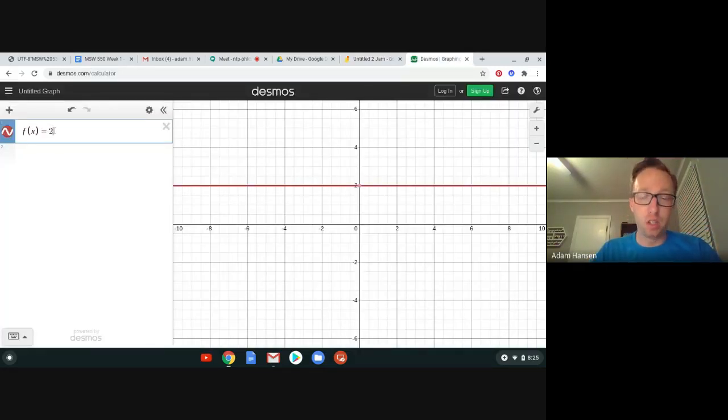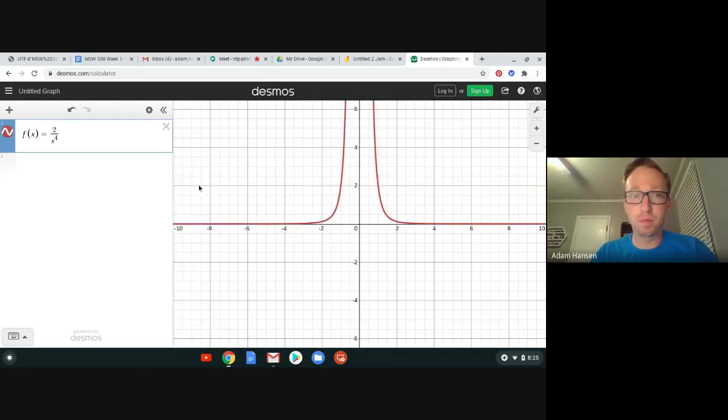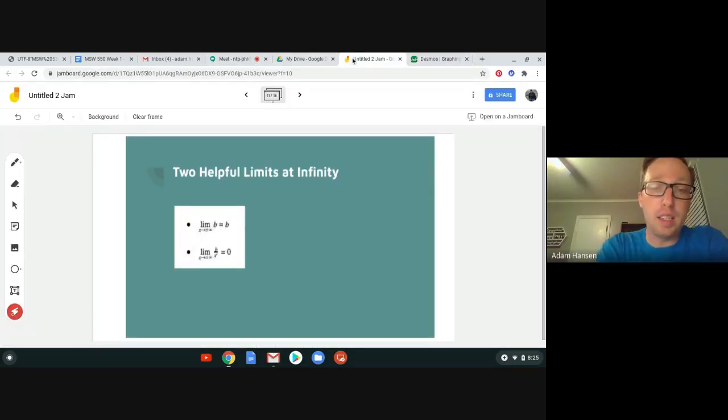So what if I had 2 divided by x to the 4th? I have the constant 2 divided by x to some power, a power function of x. As x goes to the right, as it increases without bound, I get closer and closer to 0 pretty quickly. Same thing as it goes to the left. As x decreases without bound, as it gets smaller and smaller, I get closer to 0 pretty quickly. Any constant divided by x, as x becomes infinite, will become 0.